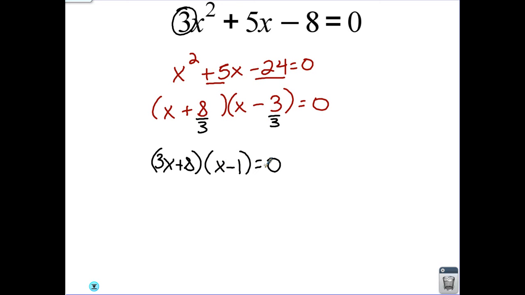So, set each of them equal to 0 and solve them. You know how I do that? I don't write another line underneath that. I pretty much just cover this up and set it equal to 0. Move my 8 over, divide by 3, gives me negative 8 divided by 3. Now cover this one up. X minus 1 equals 0. Move my 1 over, you get 1. There's your 2 answers.